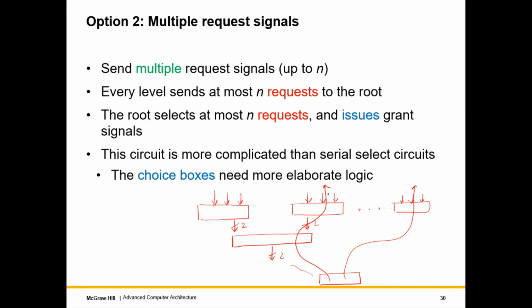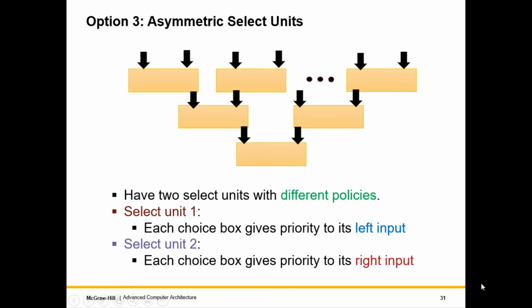However, the choice boxes need more elaborate logic, and they become more complicated, right? So it's a better solution at the cost of complicating the choice box. Let us consider a different design that has asymmetric select units. So in this case, I have drawn a regular tree structured select unit where there are two copies of the tree and both run side by side in parallel.